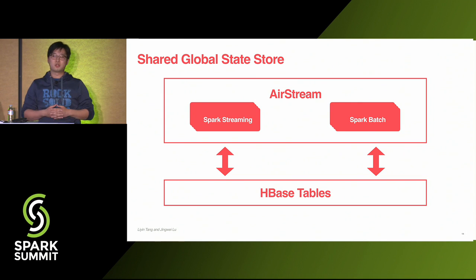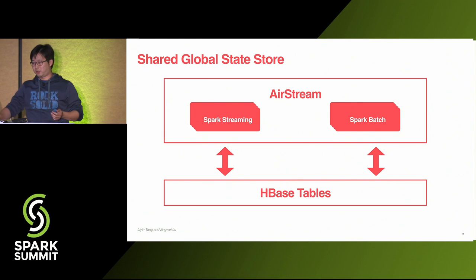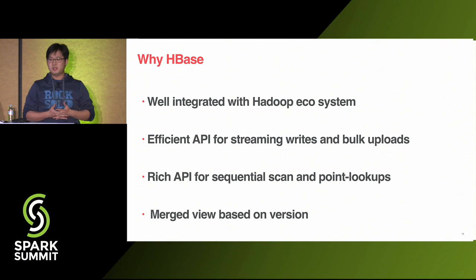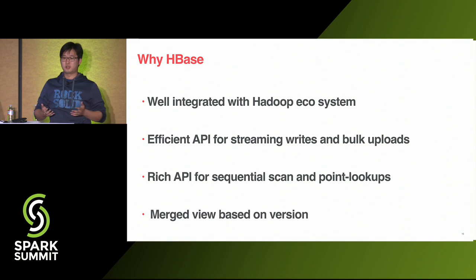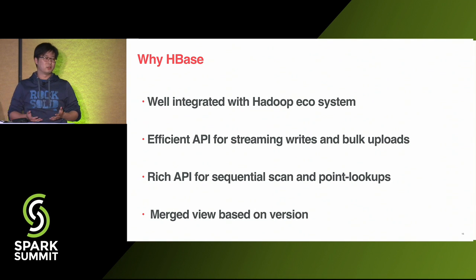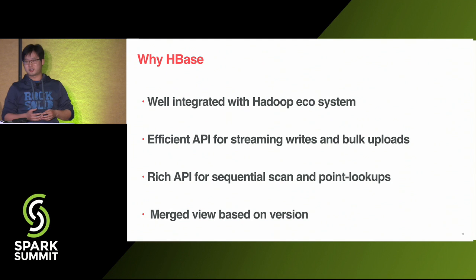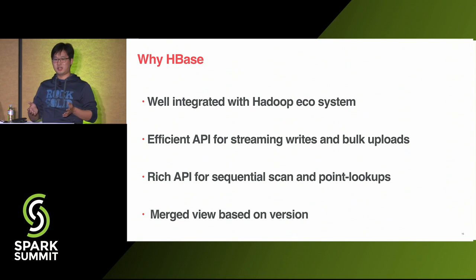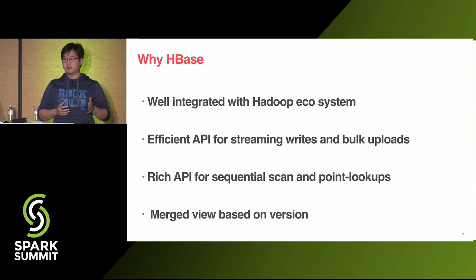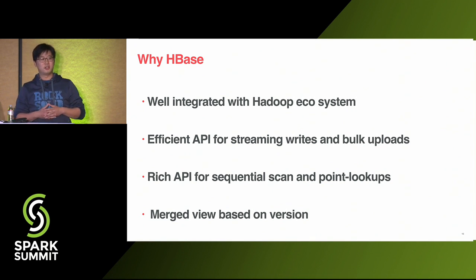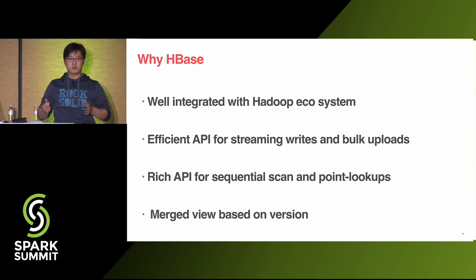And in Airstream, we choose to use HBase as a shared state store. So why HBase? HBase is a distributed multi-column family, multi-version key-value storage. It's built on top of HDFS, and it's modeled after Google's Bigtable. We choose HBase because it is well integrated with the Hadoop ecosystem. So users can use the native HBase API or write a MapReduce job using the Hive HBase connector, Spark HBase connector, or Presto connector to access HBase directly. It can also provide an efficient API to handle both streaming updates and batch updates. That's actually a major differentiator compared to other key-value storage.